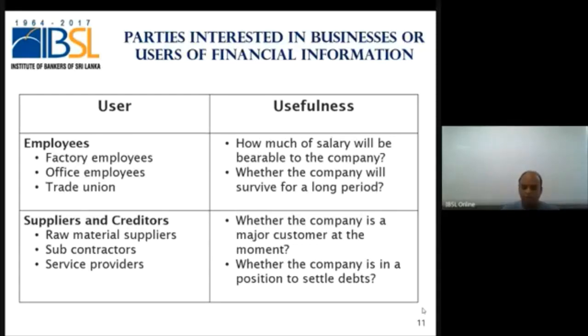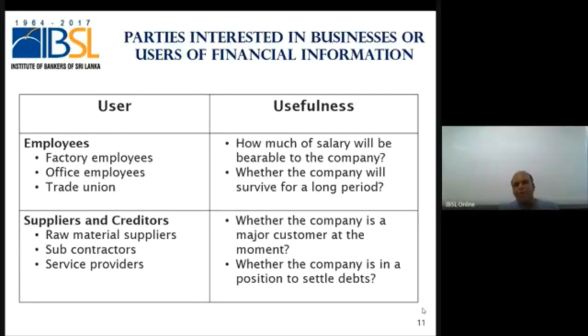Secondly, if you are a company who is providing services to another company, you would like to know whether you will get paid for the service that you provide. So whether the company is in a position to settle the debts. The debts mean something: if you have obtained a service or a good, you have to pay back. So whether the company is in a position to settle those debts.